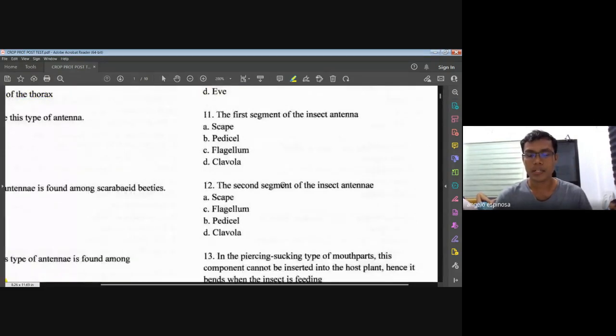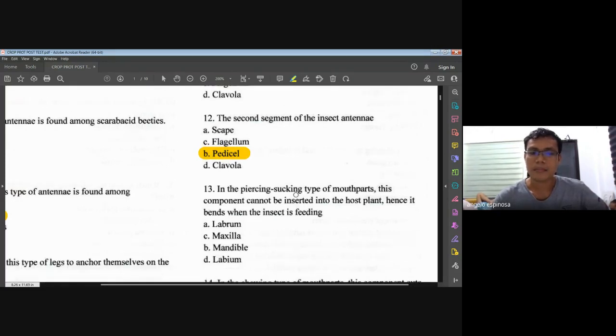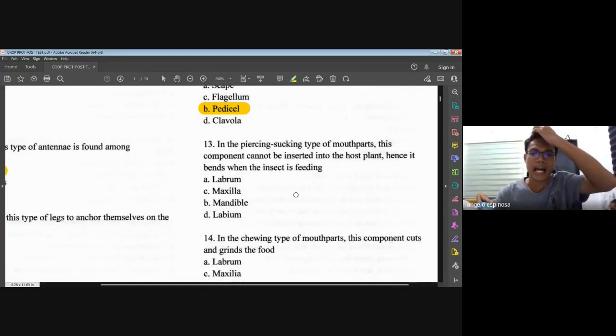Okay, number 11. The first segment of the insect antennae is the scape. Okay, number 12. The second segment of the insect antennae is called letter B, pedicel. Okay, that is pedicel.